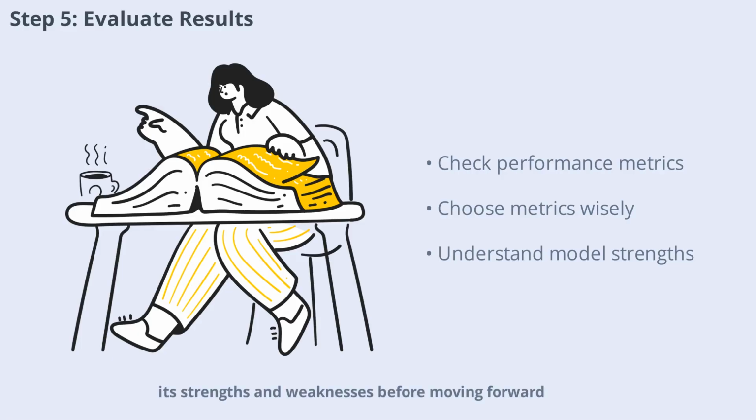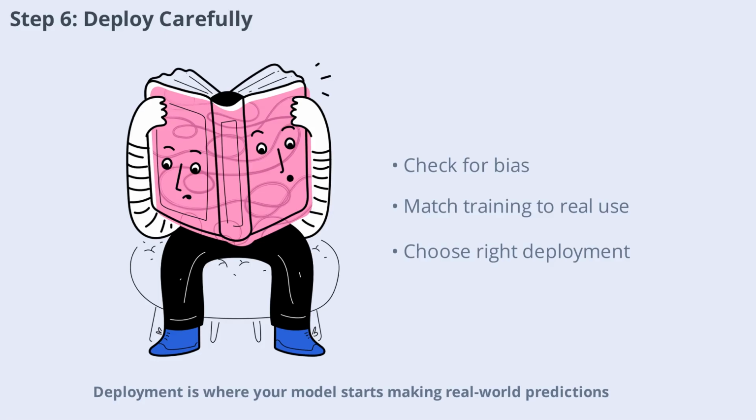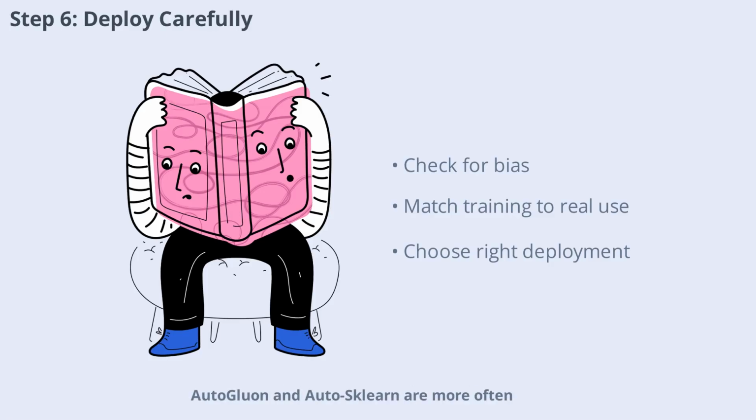Evaluating your model helps you understand its strengths and weaknesses before moving forward. Deployment is where your model starts making real-world predictions. Vertex AI supports both online and batch inference, making it suitable for production workflows. AutoGluon and Auto-sklearn are more often used in Python-based experiments or custom pipelines, not as full managed deployment platforms.